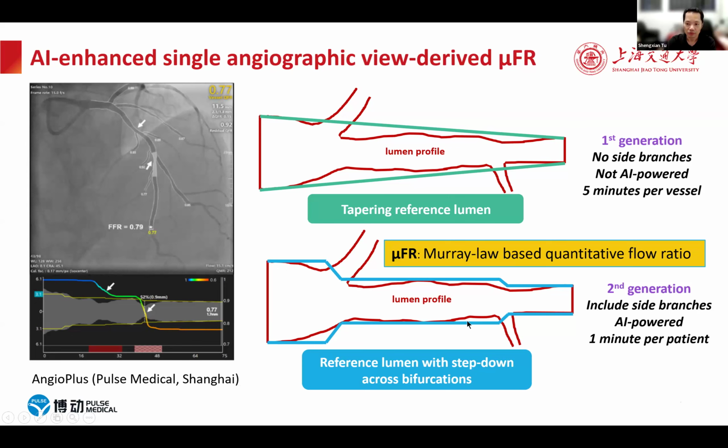And the third improvement is using artificial intelligence, which can automatically do frame counting as well as lumen contouring. So this would be more reproducible and faster. Now using the single view MUFR, the analysis can be performed within 1 minute. And if you follow a good angiographic run, maybe 10 seconds is enough. So it's much faster compared to the previous one.